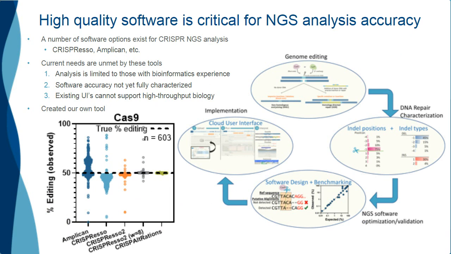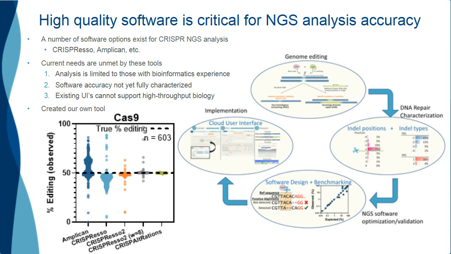So you may be asking, why did we create our own CRISPR NGS analysis software? Doesn't software already exist for this? And the short answer here is yes. But based on our own findings and surveyed feedback, it doesn't really satisfy all end user needs. These tools currently consist of software like CRISPResso, CRISPResso2, and Amplican, but we found a number of customers struggling with these tools. For example, the tools can be difficult to use for those without bioinformatics expertise, the software accuracy is not fully characterized or validated, and the existing user interfaces for the software cannot support high-throughput workflows.